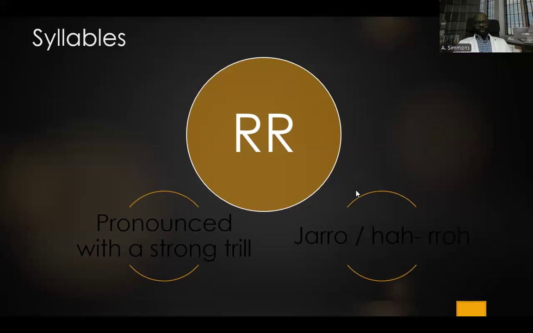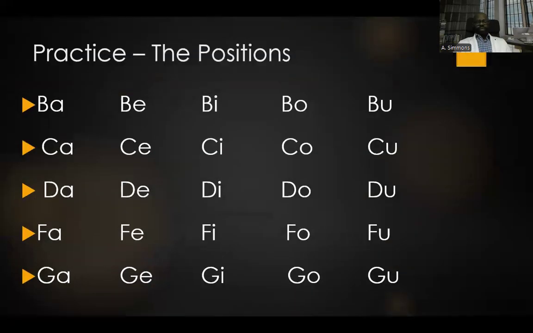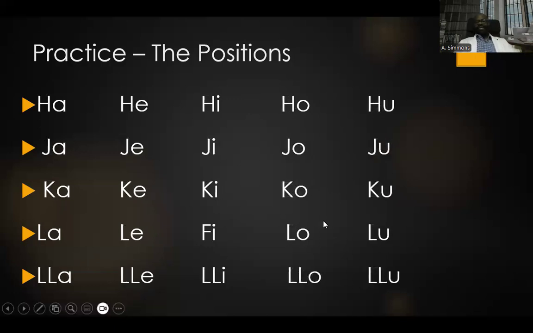Okay, we talked about the double R's. Now look, you see how I got this laid out? This is what you need to do. I'm not sure if you can print this page out, but write this out like this and then practice it. Ba, be, bi, bo, bu. Ca, ce, ci, co, cu. Da, de, di, do, du. Fa, fe, fi, fo, fu. Ga, ge, gi, go, gu, etc. A, e, i, o, u. Ja, je, ji, jo, ju. Ka, ke, ki, ko, ku. La, le, li, lo, lu. Because this is in all the words, this is what you're going to see.